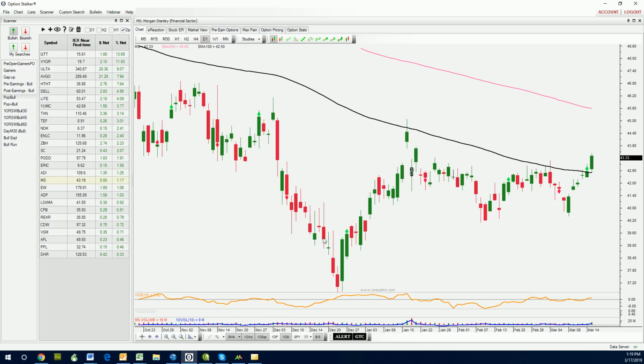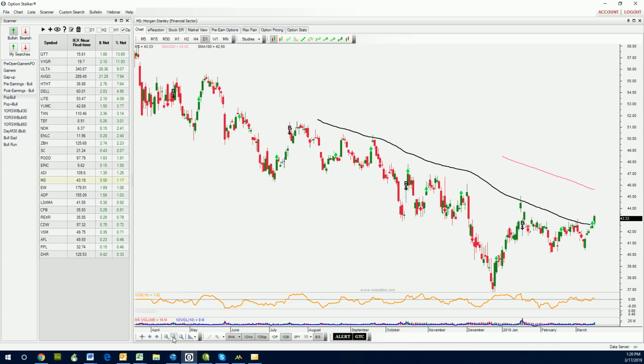MS, this is Morgan Stanley. The financials have been really quite weak for a long time. They've been weak relative to the market, but you can see here how we are starting to get some relative strength on the back end. So it might be time for financials to move a little bit higher. So let's zoom out and see what the stock has done long term.